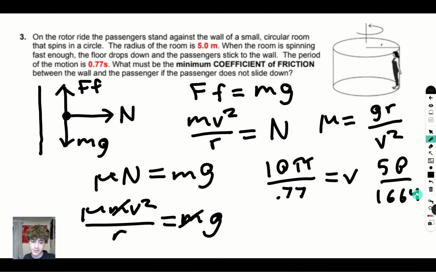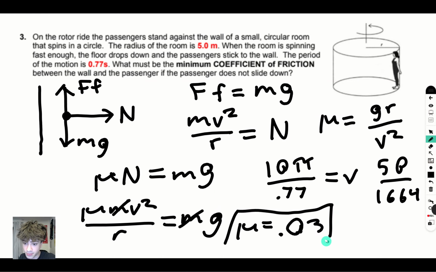And our final step is to divide 50 by 1664. 50 divided by 1664 will give you a value of somewhere around 0.03, which will be your mu, the coefficient of friction. And you must keep in mind that friction does not have a unit, so we're just going to leave our answer at that.